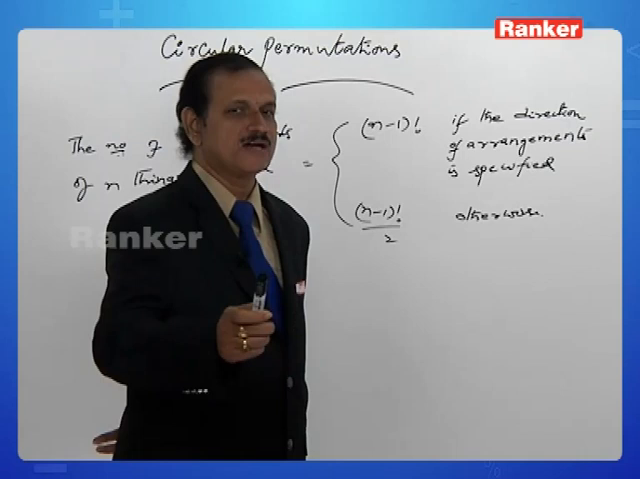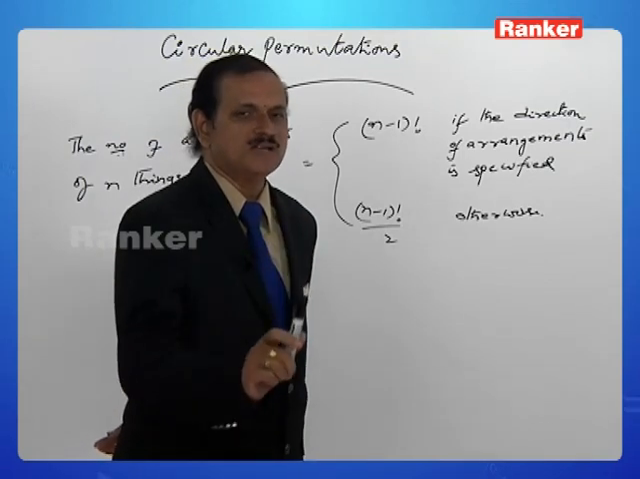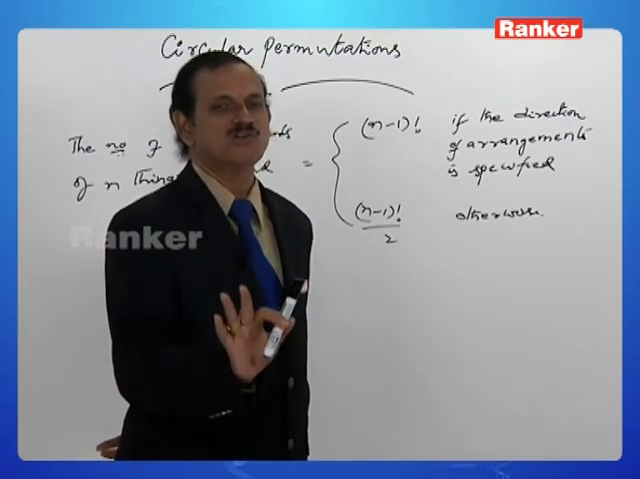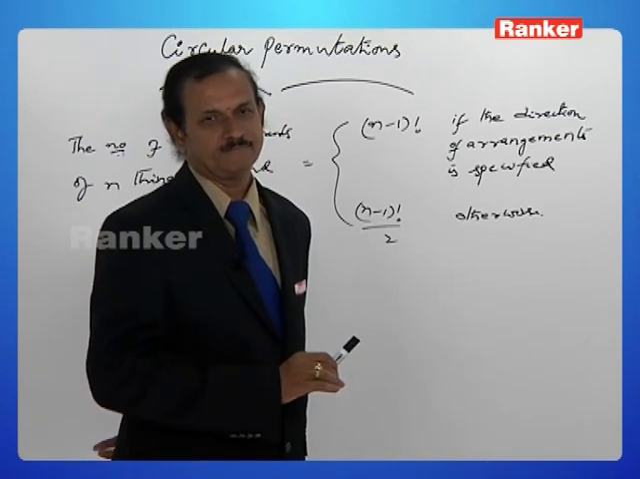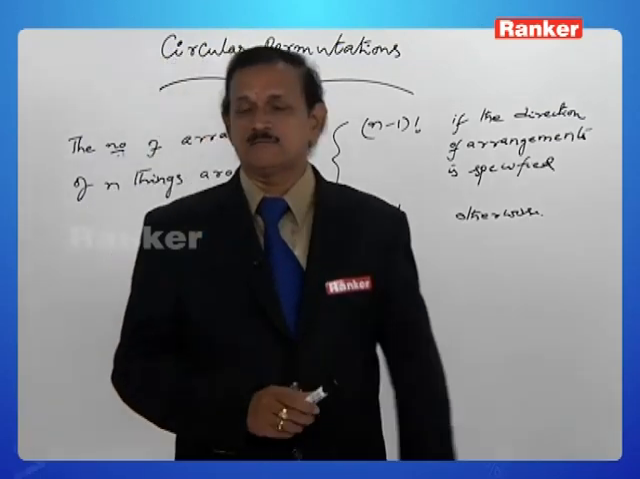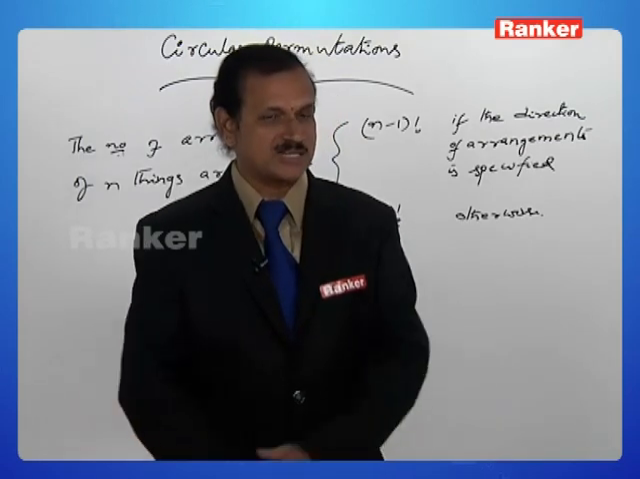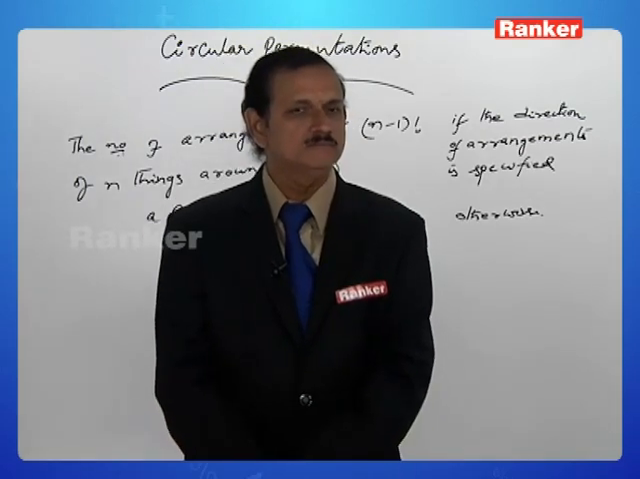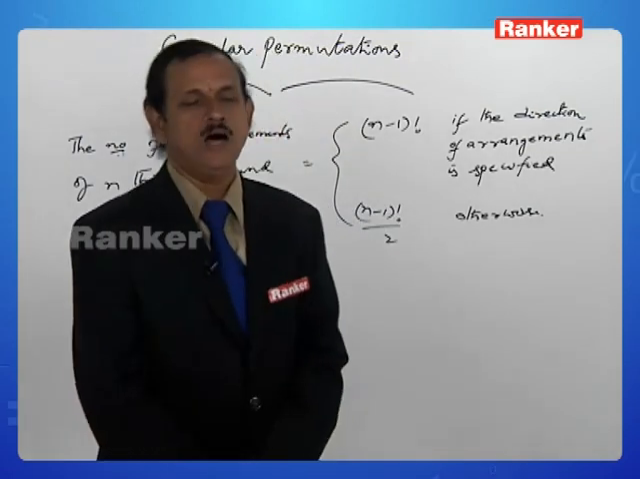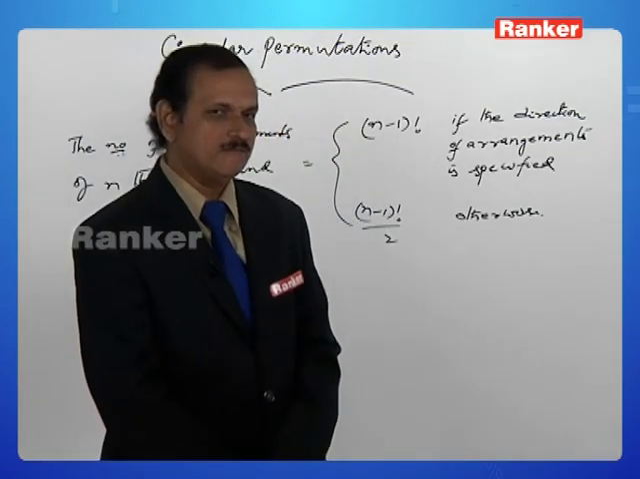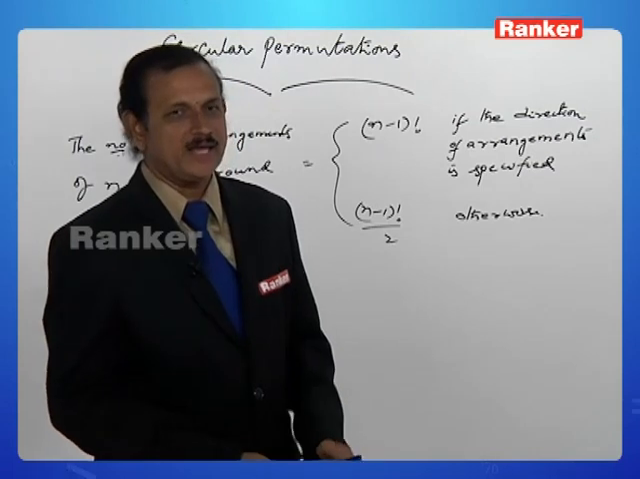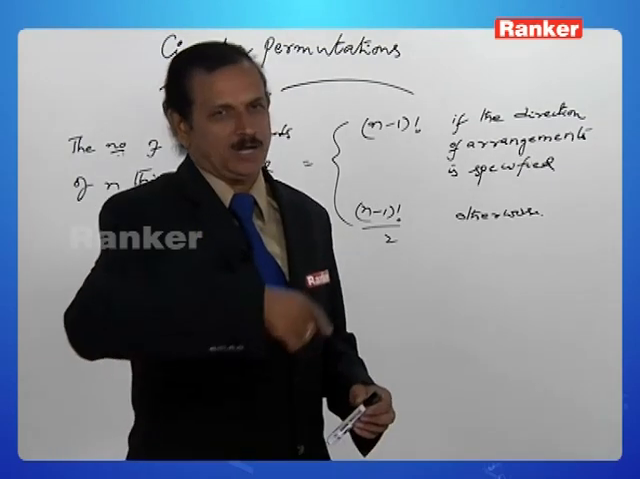That is 10 minus 1 factorial by 2, only because the direction of arrangements is not specified. Not only that, suppose some 15 persons are there. How many ways can you arrange them around a circle? 14 factorial. Now let me change the question. How many ways can you arrange 15 men around a revolving round table?